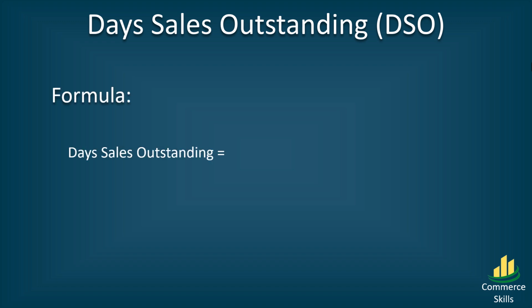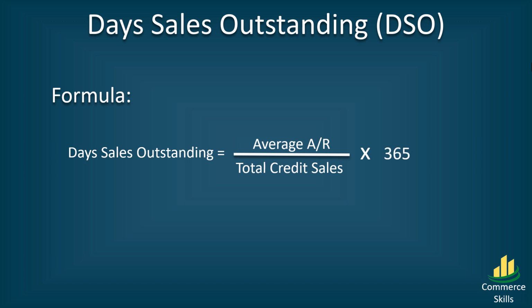Days sales outstanding equals average accounts receivable divided by total credit sales, multiplied by 365. Here, total credit sales means the sales we have made only on credit, not cash sales, and 365 represents the number of days in a year.